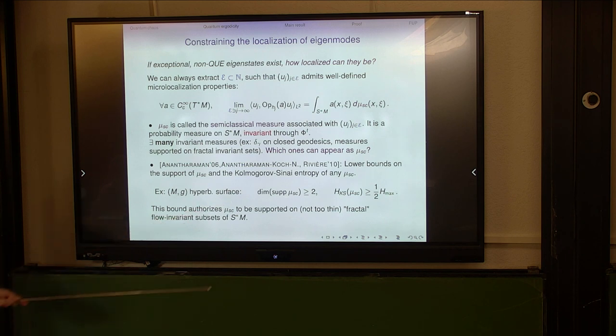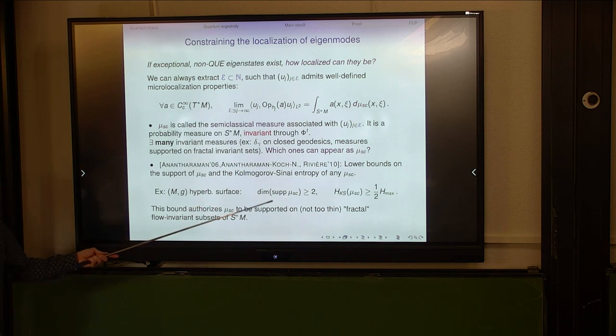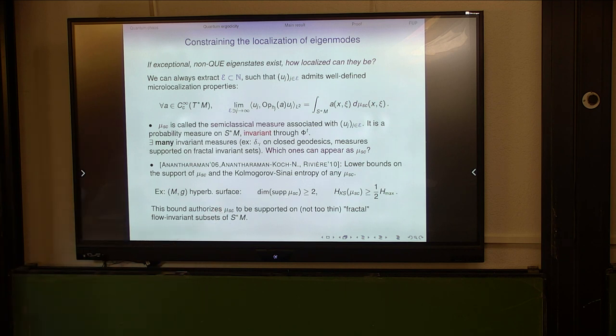So that's one result. It means that such limit measures have a certain thickness in terms of Hausdorff dimension. And she also proved a result on the Kolmogorov-Sinai entropy: the measure entropy of this semi-classical measure is bounded from below. Of course, these two results are related to one another. But still, this bound does not tell us that the support of the measure is the full cotangent bundle. There could be limiting measures which have a fractal support, which would be a proper fractal invariant subset of the phase space.